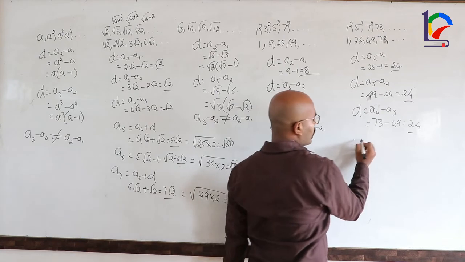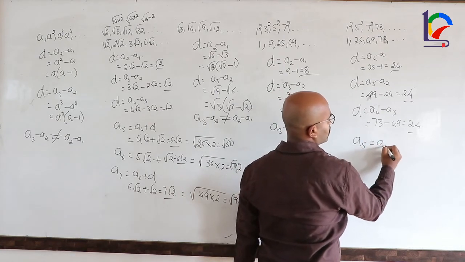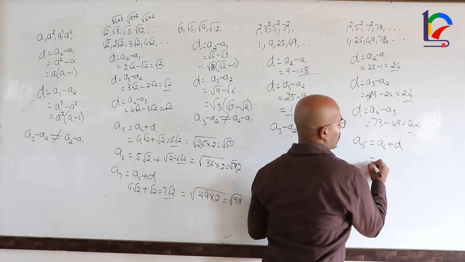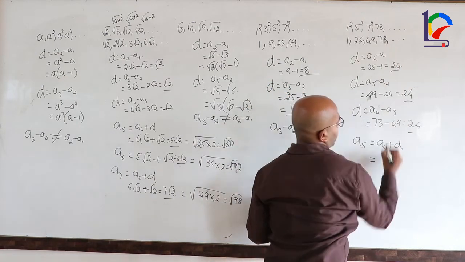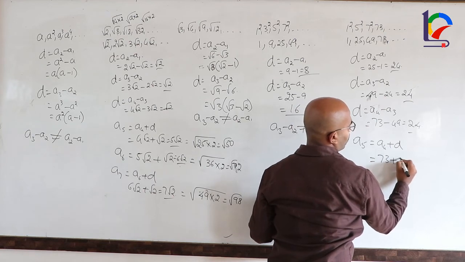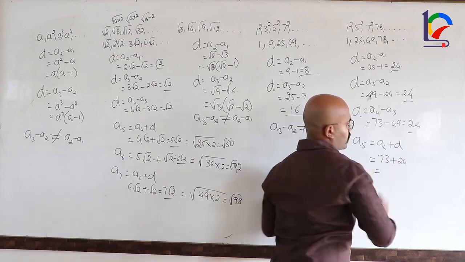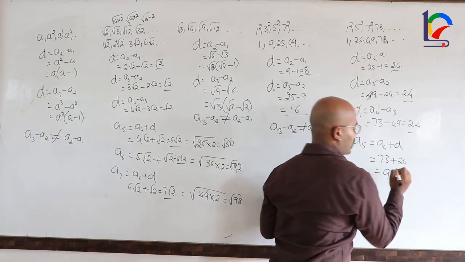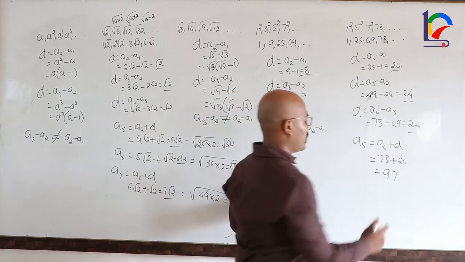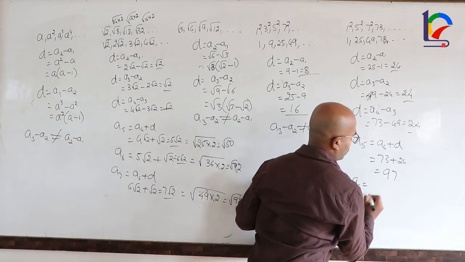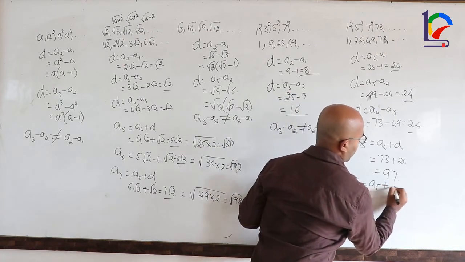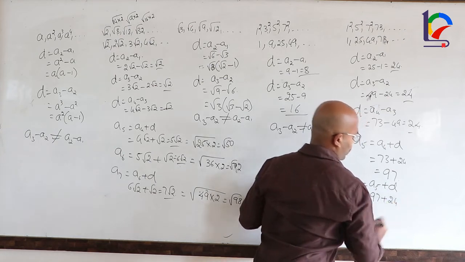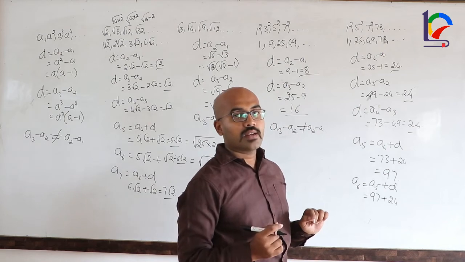Hence, if you want to find the fifth term, it is the fourth term plus the common difference. What is the fourth term? It is 73 plus common difference 24. So what is 73 plus 24? It is 97. So next, the sixth term, it is a5 plus d. It is 97 plus 24. So what is 97 plus 24?